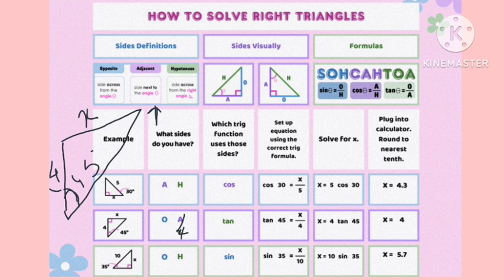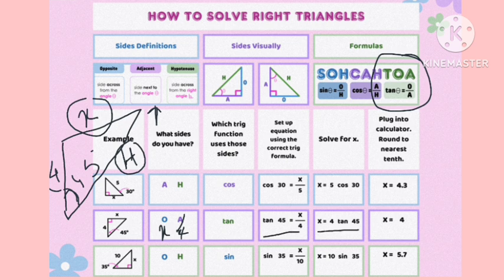Now we will see the opposite side, across from the angle theta, which is given as x. The hypotenuse is not given, but the opposite is x. So O and A. So we use tan theta is equal to O by A. So tan 45 is equal to x by 4, which gives x is equal to 4 tan 45, which will give you x equal to 4.